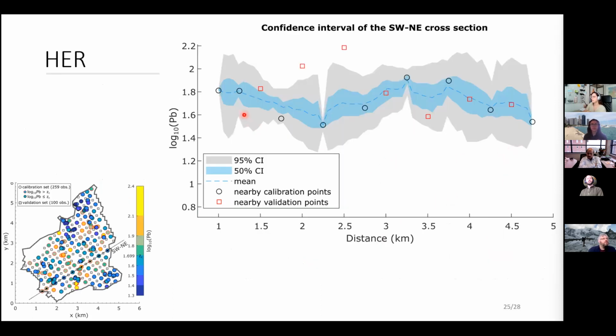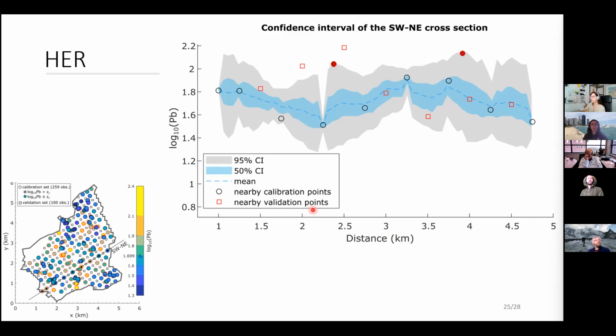And here we have the confidence interval for HER in this cross-section. And again, circles are points from the calibration set and squares from the validation set. Therefore, the squares were not used in the modeling. We can see that some of the calibration points exactly match the cross-section where the uncertainty goes to zero. So in general, this information here is interesting, for example, for sampling strategy.